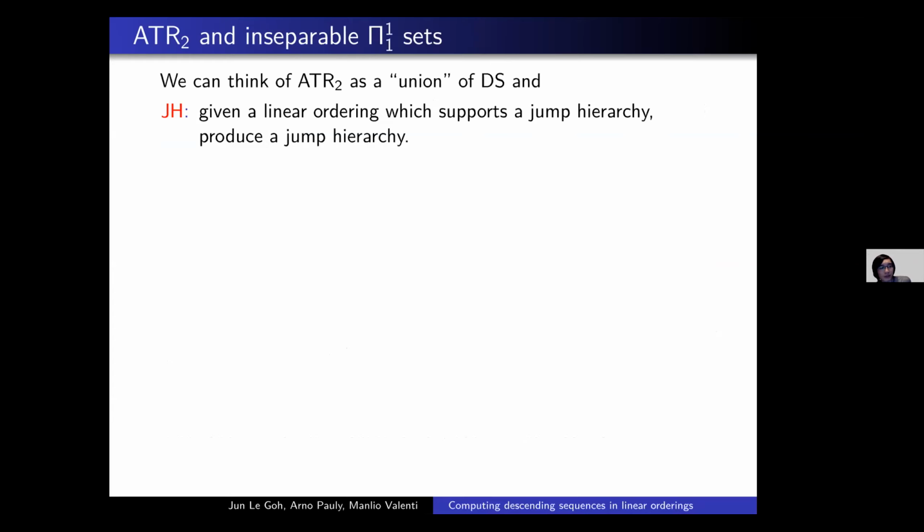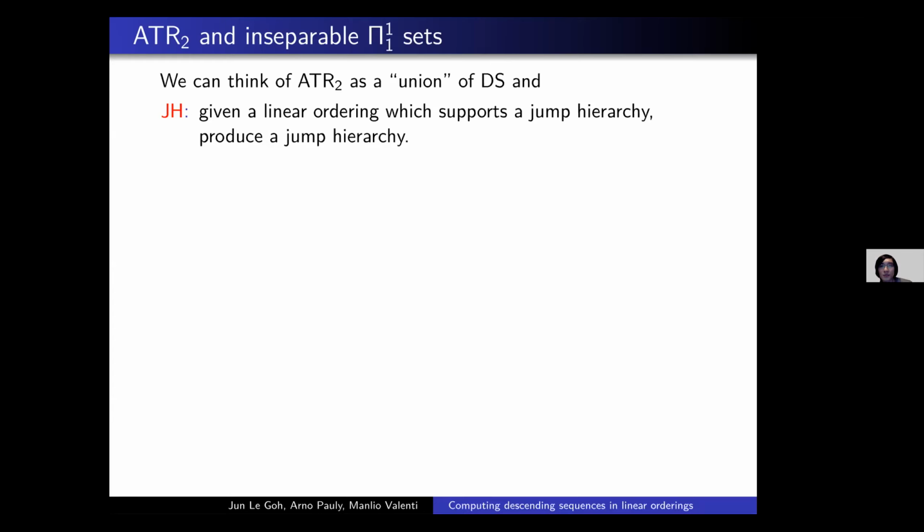So what makes ATR2 interesting is that you can think of it as sort of a union of the following two problems. So one problem is DS, right? Given this ill-founded linear ordering, you produce a descending sequence. But also, if you're given a linear ordering which supports a jump hierarchy, you can produce a jump hierarchy, right? So ATR2 is kind of the union of these two because you're allowed to produce a solution to either one of them.